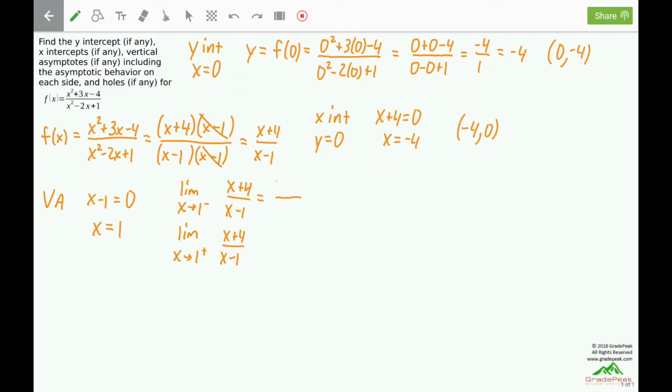1 can then plug in for all remaining x's. So this will be 1 plus 4 divided by what will be a negative 0. 1 plus 4 is 5 over a negative 0. The 5 is a positive 5. Positive over negative is negative. Non-zero over 0 is an infinity.